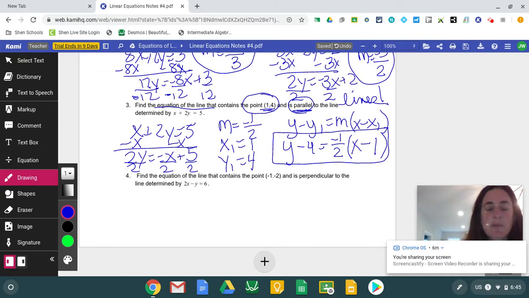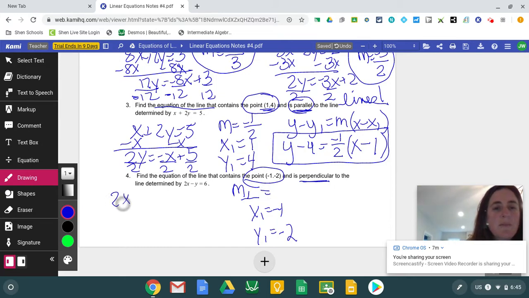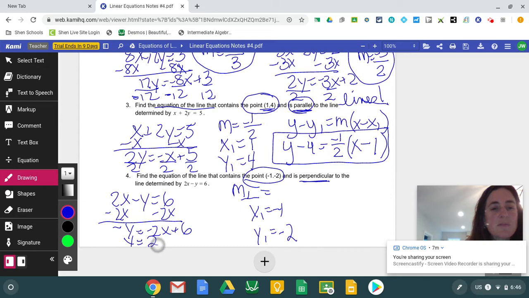Let's try our last example. Same idea. We're going to go through the point -1, -2. So x1 is -1 and y1 is -2. But this time it has to be perpendicular. So I need to find the slope that's going to be perpendicular to 2x minus y equals 6. Well, I'm going to have to subtract 2x to the other side. Negative y is negative 2x plus 6. And divide everybody by a negative so that this turns into positive 2x minus 6.